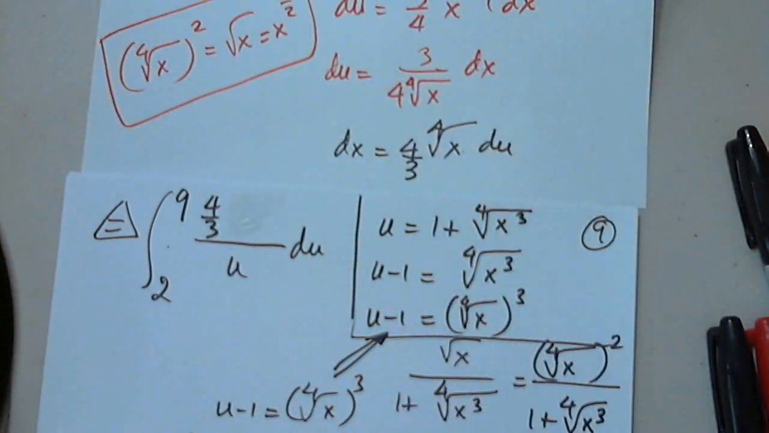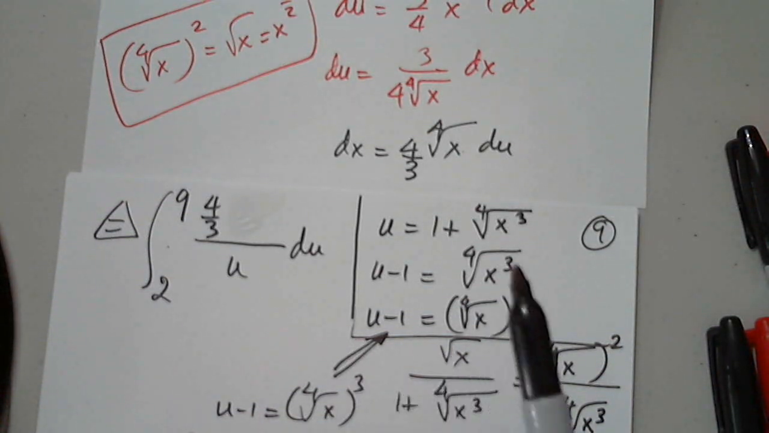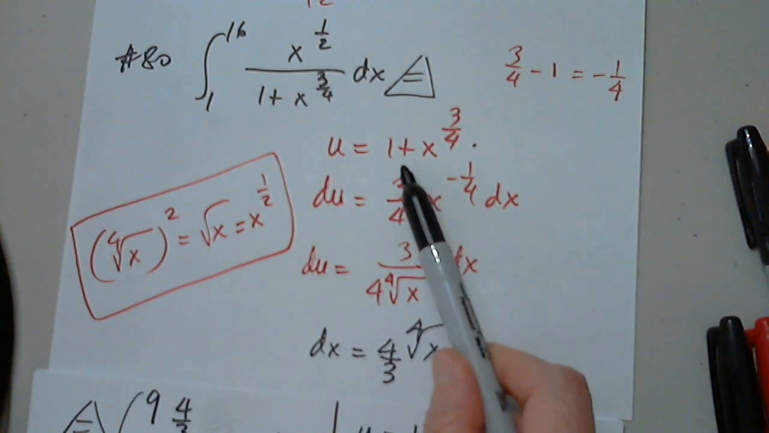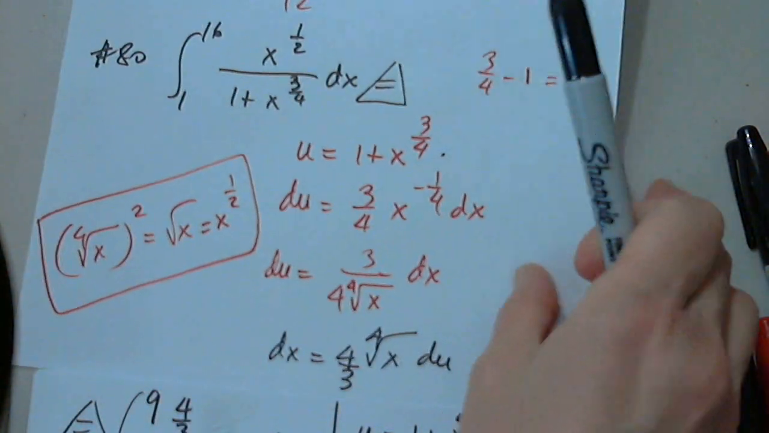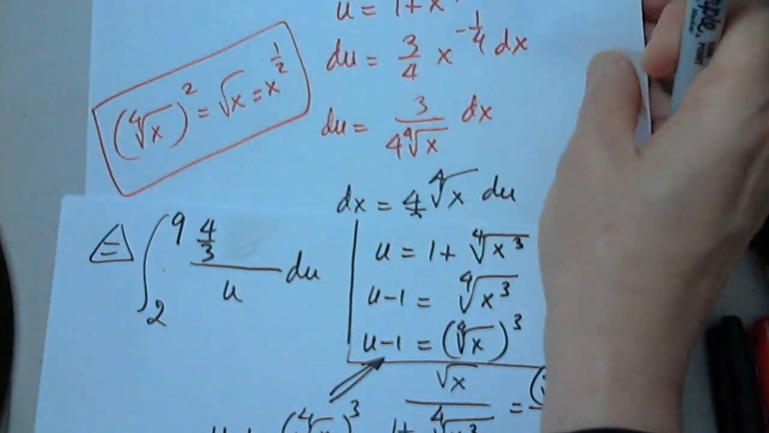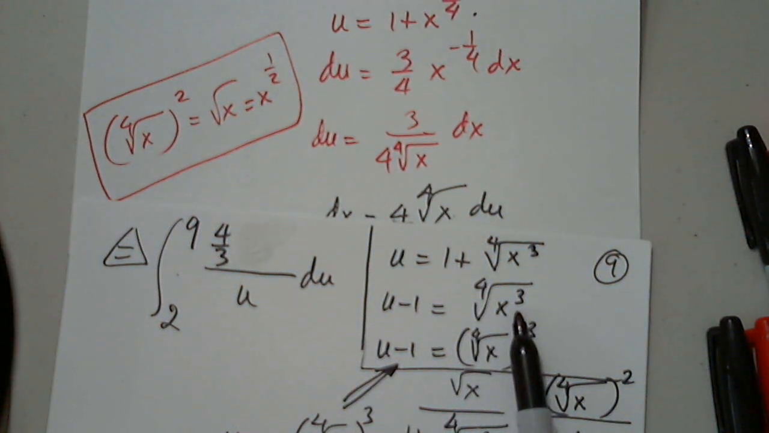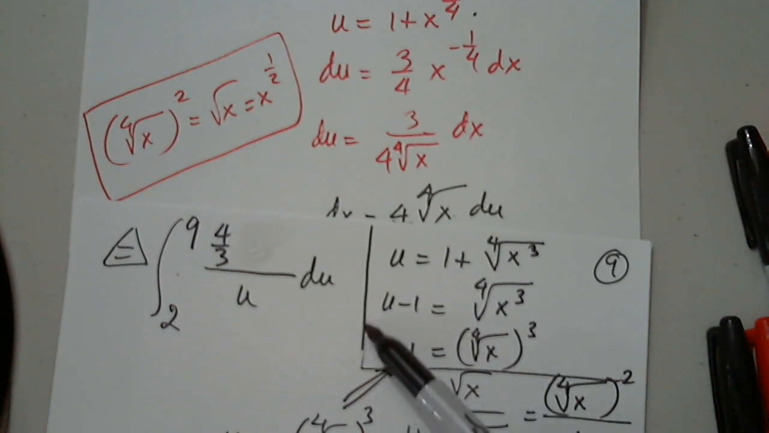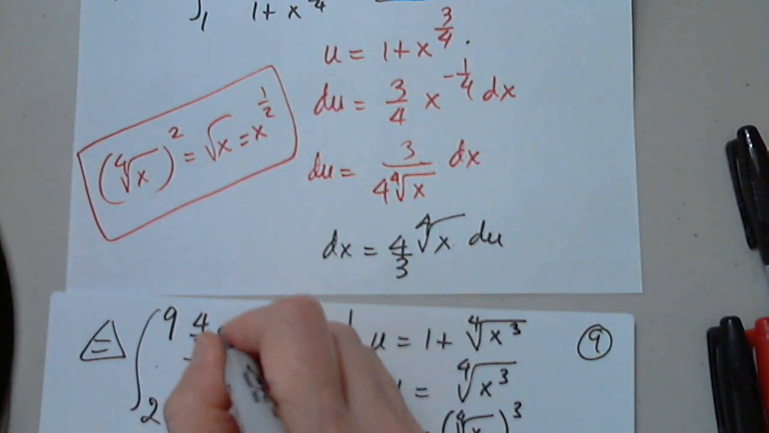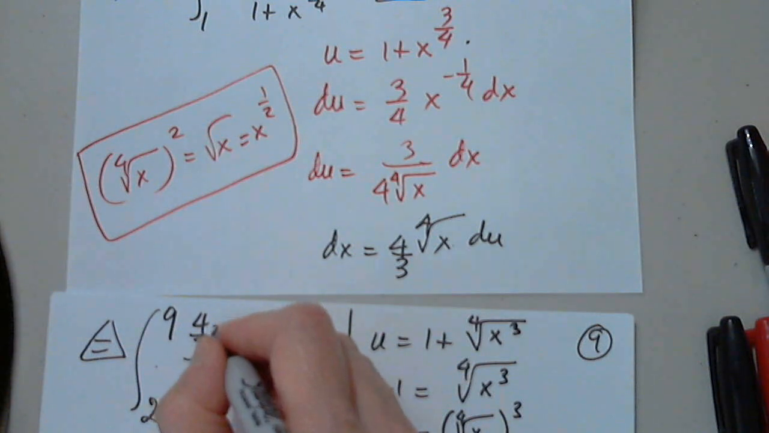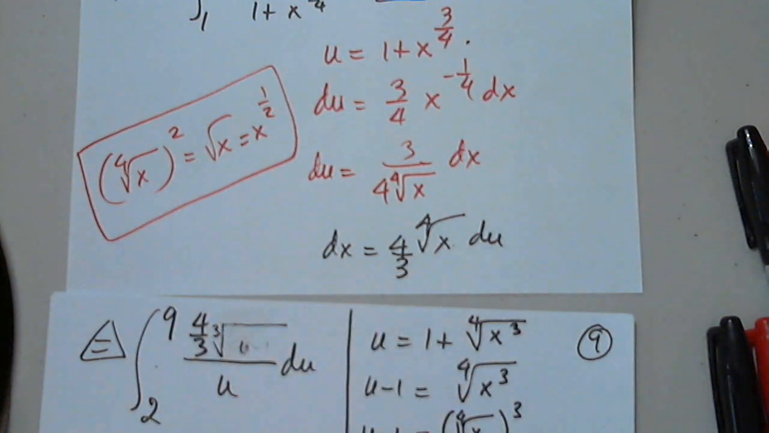So we were able to get, from the substitution u minus 1 equals the fourth root of x to the third. And the fourth root of x to the third is the same with the fourth root of x, everything to the third. So when we take the cube root from both sides, we get the fourth root of x that I needed. So this is the cube root of u minus 1. Yep, I expected that to happen.